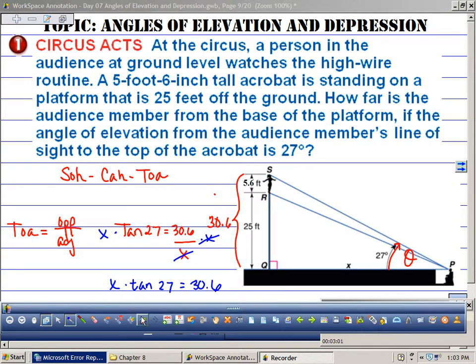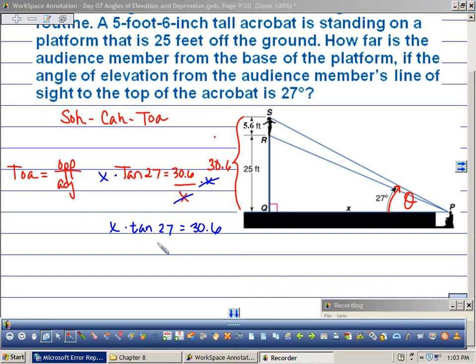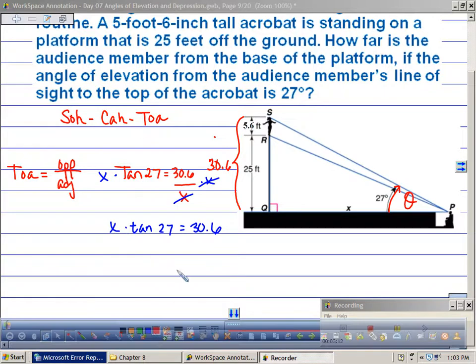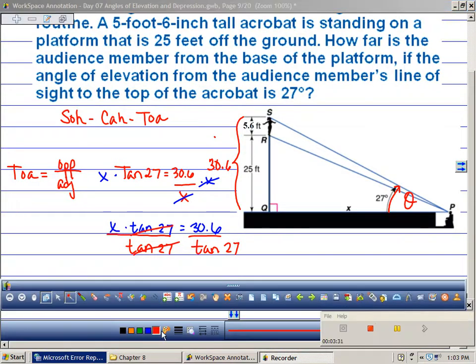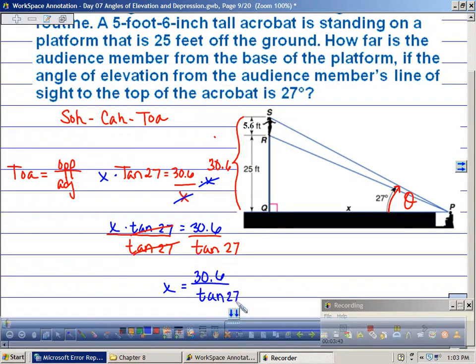What do I do next? How do I solve for x? Can't subtract, they're being multiplied. Divide it. Divide by tangent 27. And I get, cancel, cancel, x equals 30 6/10 divided by tangent 27.